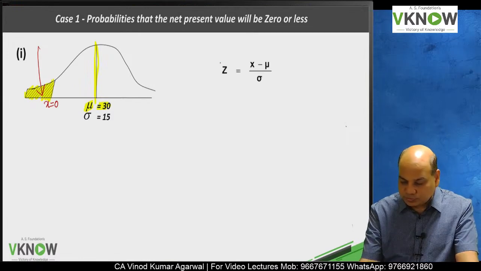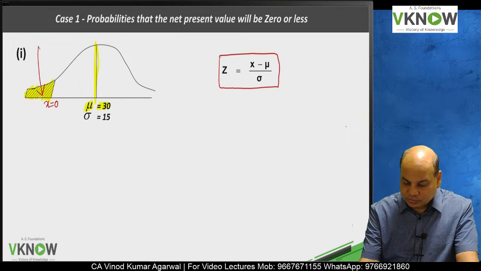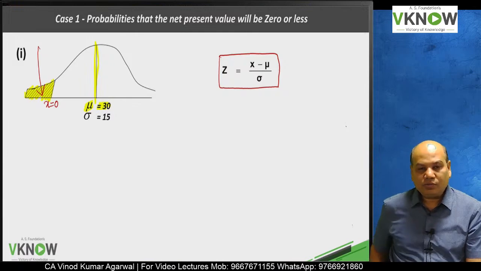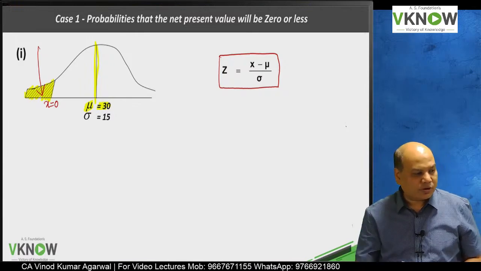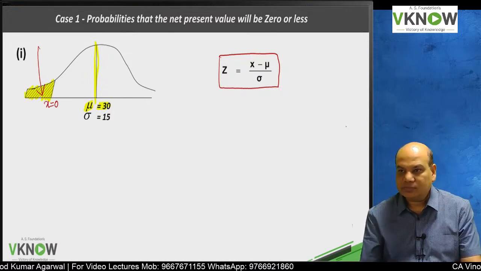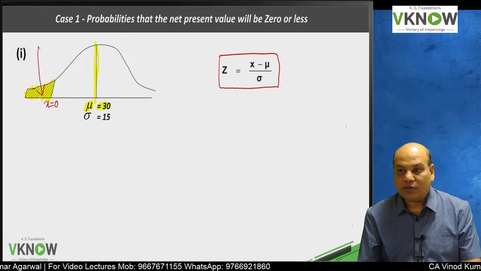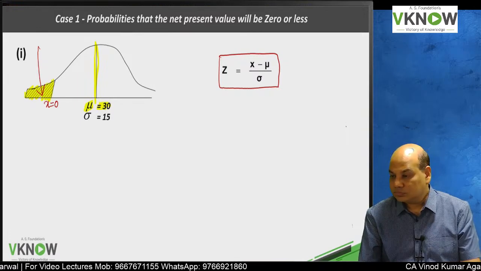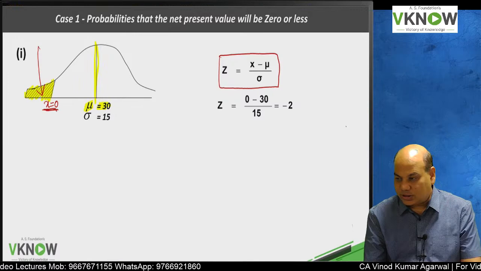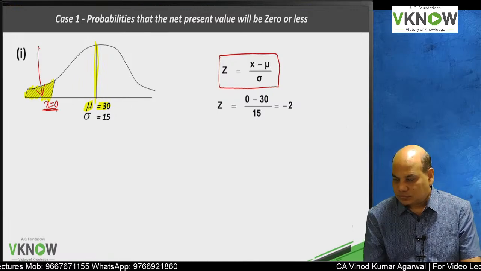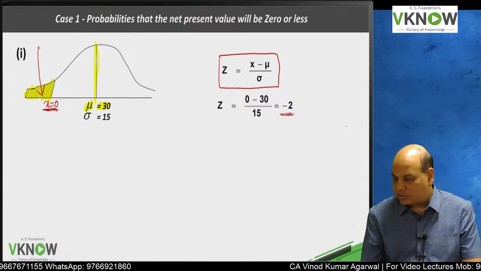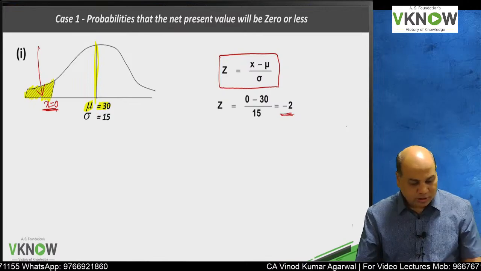First you will compute the Z value. Z is equal to x minus mu upon sigma. X means 0, mu means 30, divided by sigma 15. You will get minus 2.